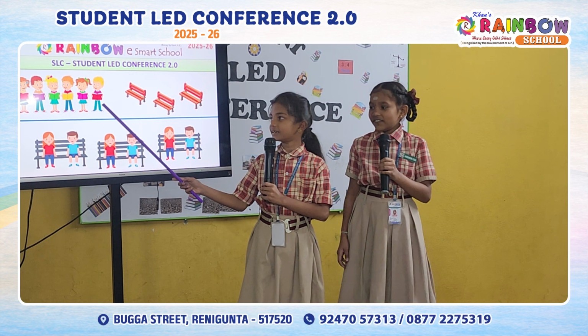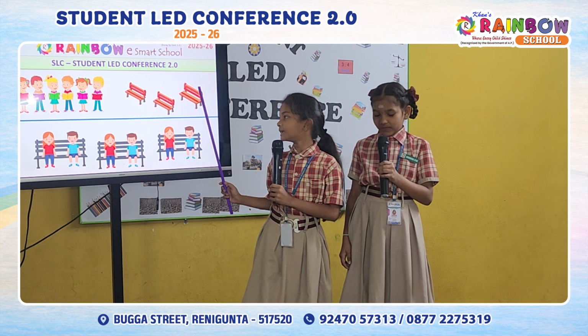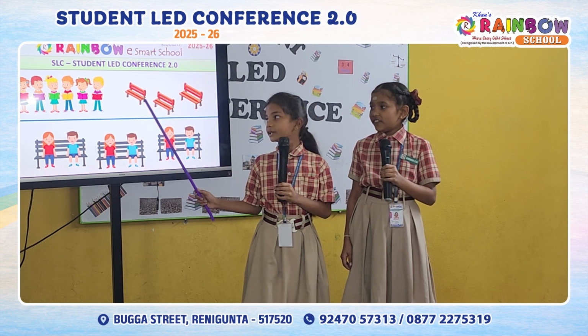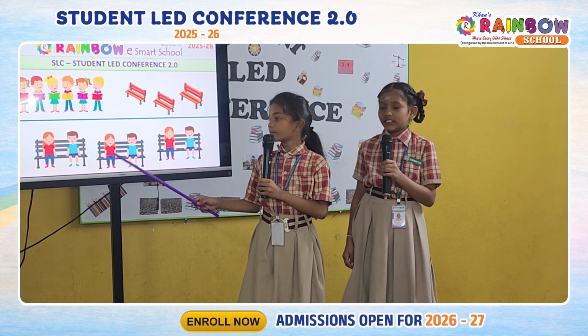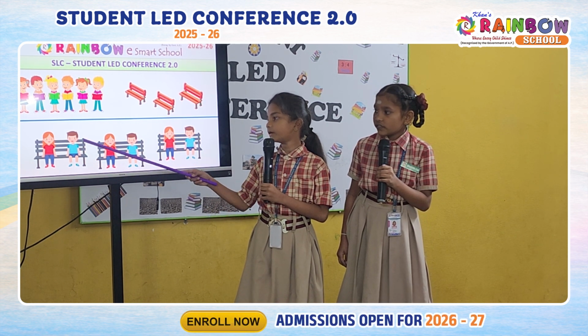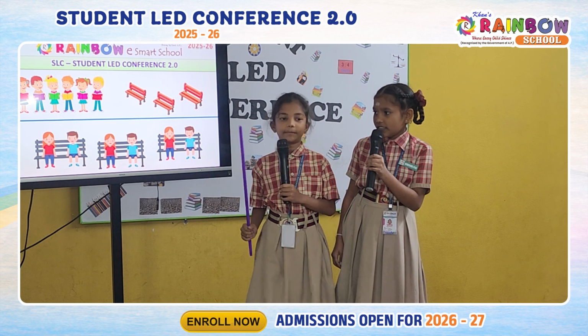In a class, 6 students and 3 benches. Ratio of students to benches is 6:3. 6:3 is the ratio. For every 2 students there is 1 bench.